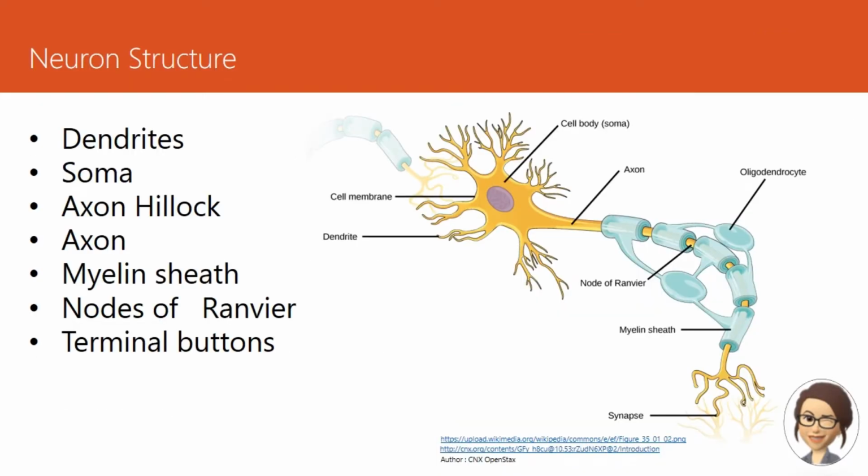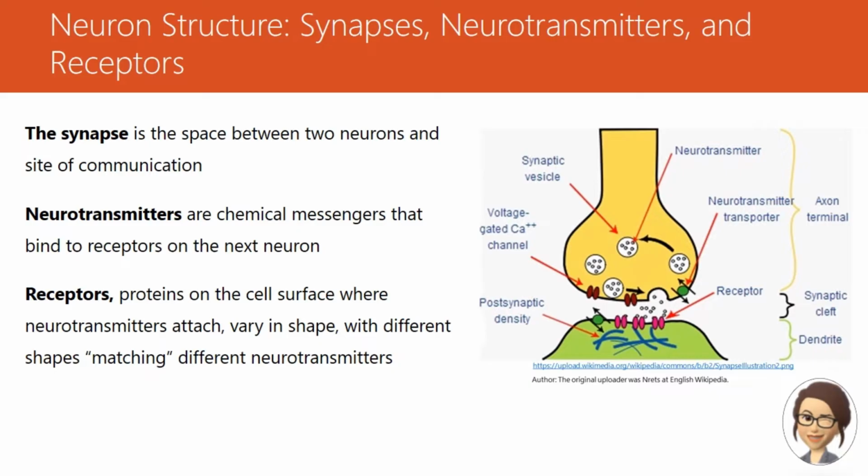As we know, we have these different parts of the neurons. We have the dendrites, which receive information. Then we have the soma, or the cell body, the axon hillock, the axon, the myelin sheaths, the nodes of Ranvier, and the terminal buttons. So, neuron structure. Okay, so we will be talking about synapses, neurotransmitters, and receptors.